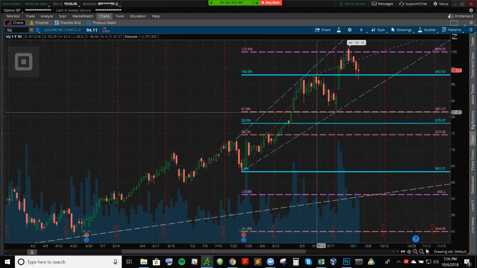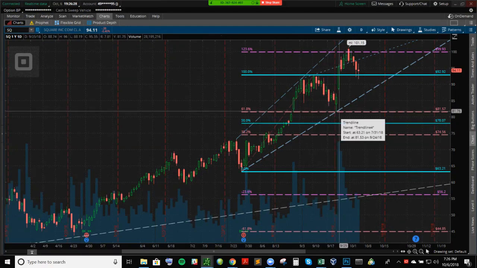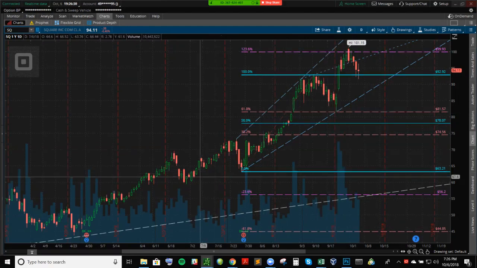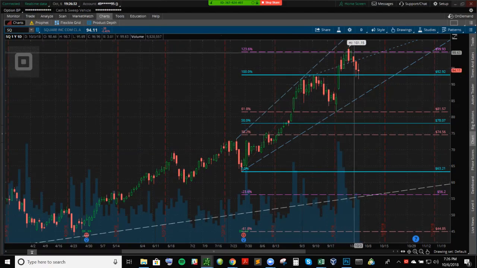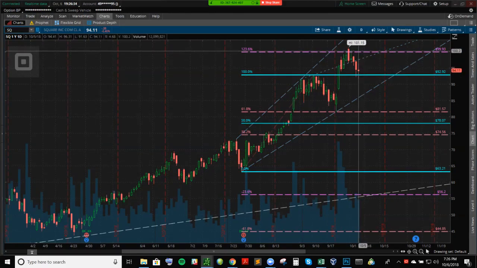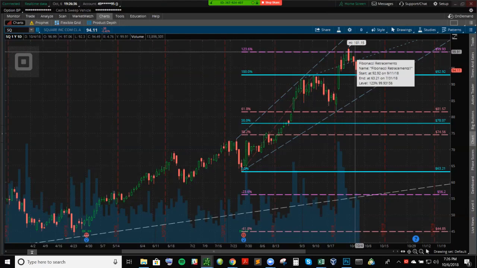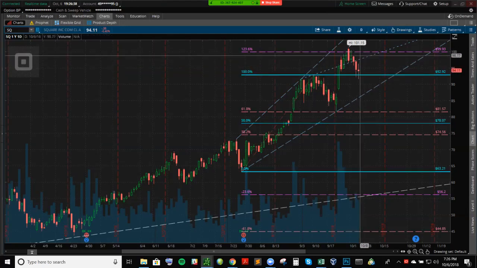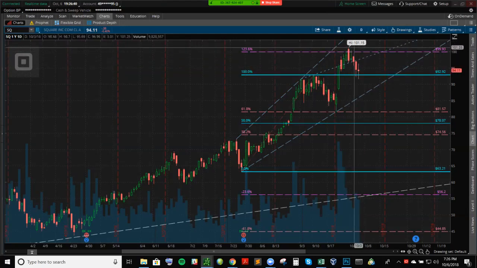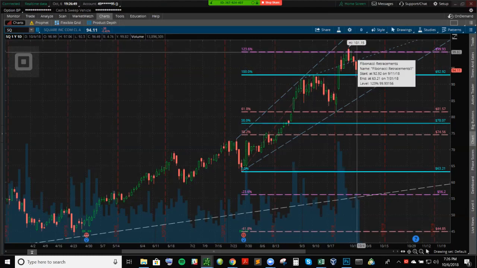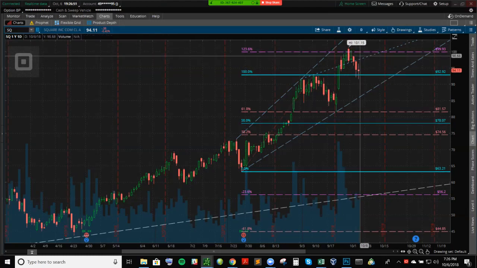But if I got in here, how do I know where to get out? Because it seems like a pretty strong bullish trend. Simply look at your 123.6% fib and look at that. You could have taken all your profit right there and avoided having to wonder if Square was going to keep pushing higher. You could just be confident, even if it kept running, you'd at least be able to lock in almost all your profit in this area.